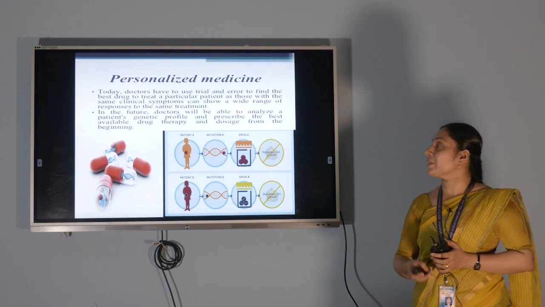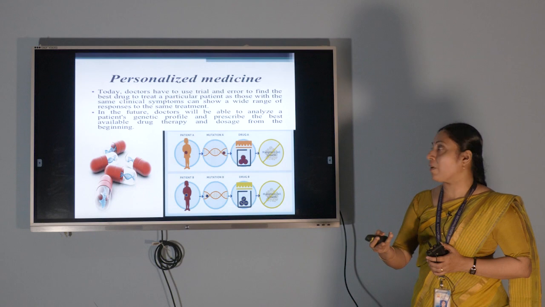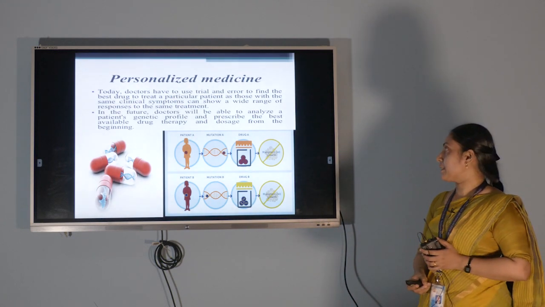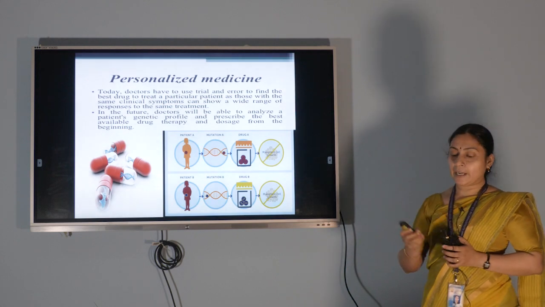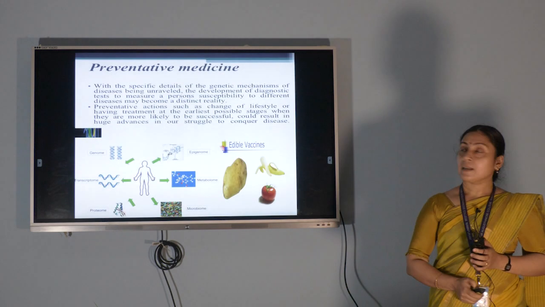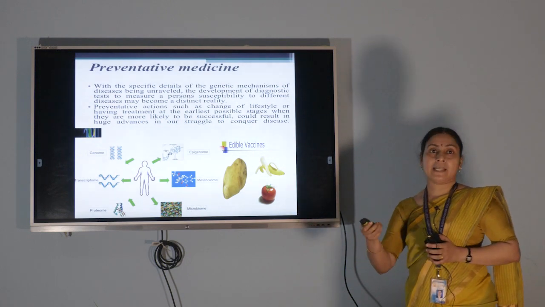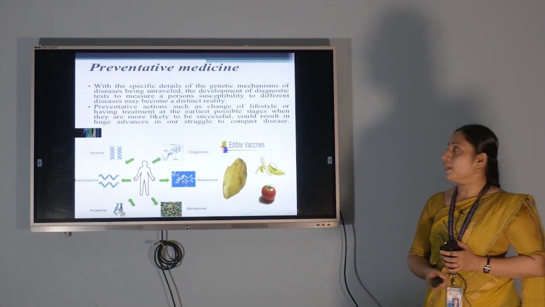Then personalized medicine. Today's doctors have to use trial and error methods when prescribing medicines. When we identify the sequencing studies, we can easily provide the exact or specific medicine for specific diseases. This is one of the most important areas in bioinformatics.